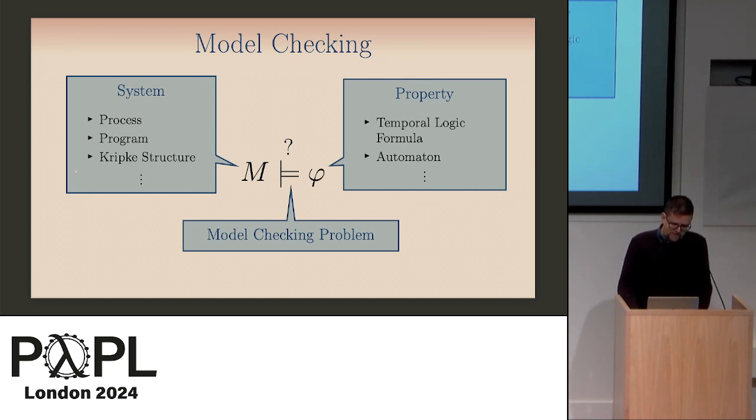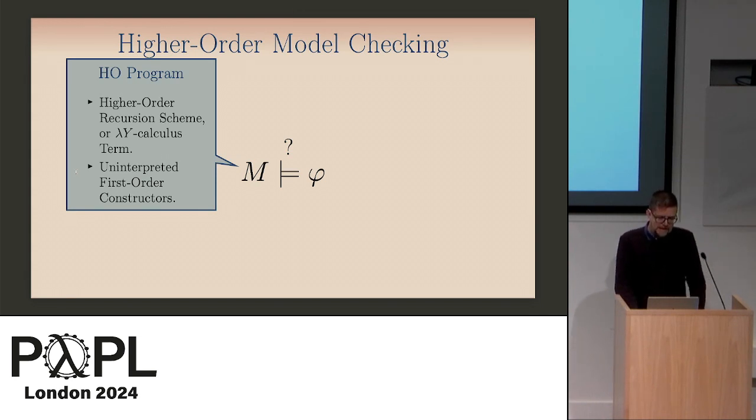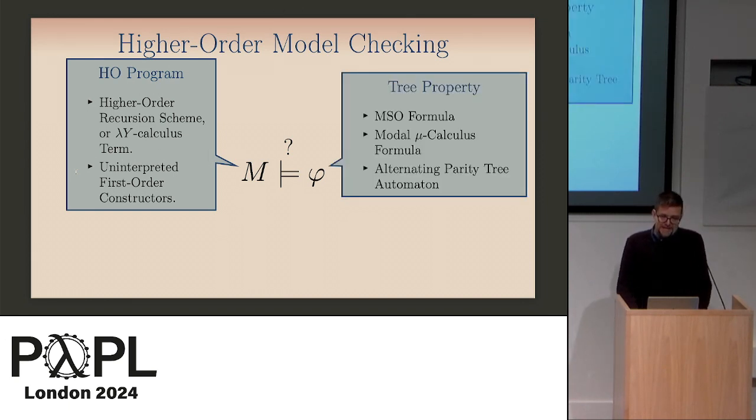And one specific case of this scenario is the one of higher order model checking, in which M is a higher order program, which can be equivalently taken as a higher order recursion scheme or a lambda Y calculus term. Simple types are there, ground types are finite, and you have uninterpreted first order function symbols. So programs produce trees. And then it's natural to take phi as a tree property expressed as an MSO formula or a modal mu calculus formula, or equivalently again an alternating parity tree automaton.